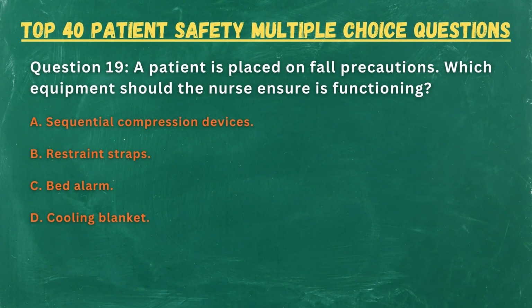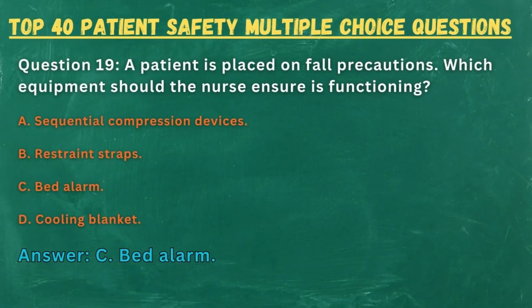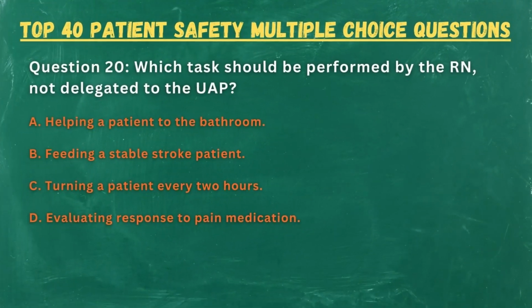Question 19. A patient is placed on fall precautions. Which equipment should the nurse ensure is functioning? A. Sequential compression devices. B. Restraint straps. C. Bed alarm. D. Cooling blanket. Answer: C. Bed alarm.